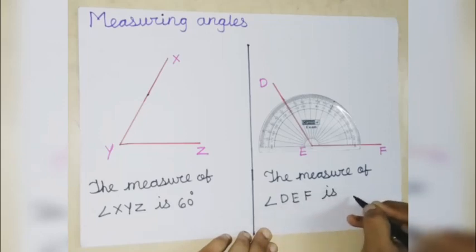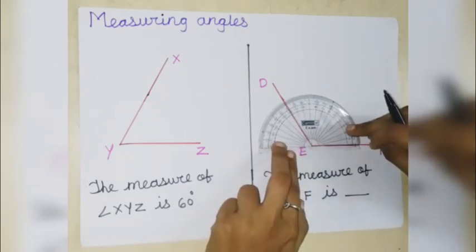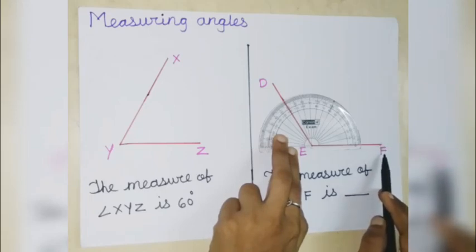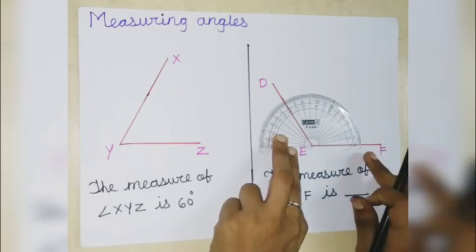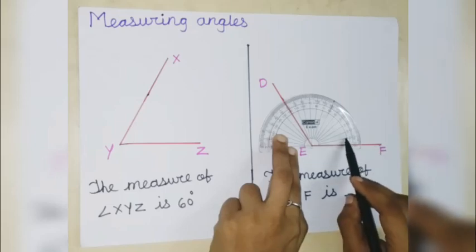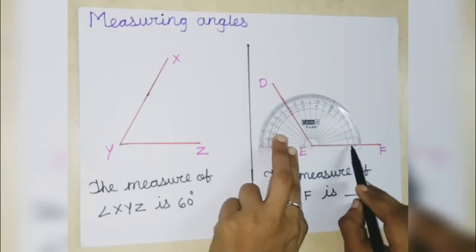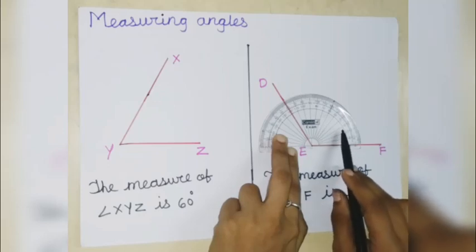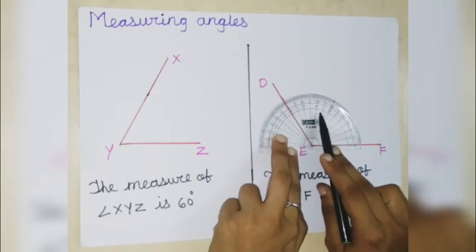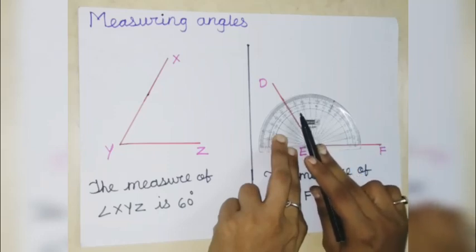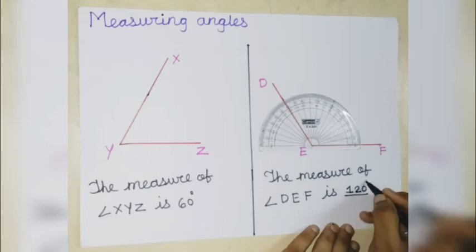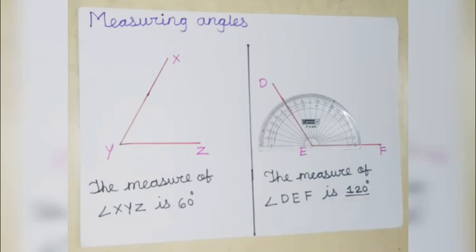DEF is dash. Now tell me the measurement. Children, our next arm is here. Means our point is here. So we will start measuring from here. So we will follow 0, 10, 20, 30. We are starting from here. So we will count from 0, not from 180. 0, 10, 20, 30, 40, 50, 60, 70, 80, 90, 100, 110, 120. Children, the measure of angle DEF is 120 degrees. Children, I hope you all understood how to measure angles.